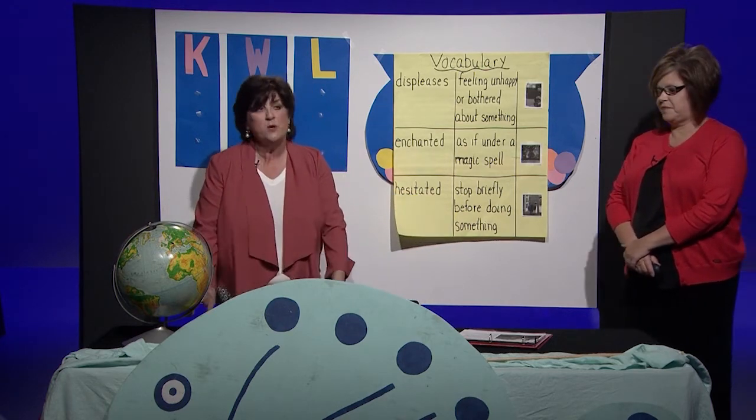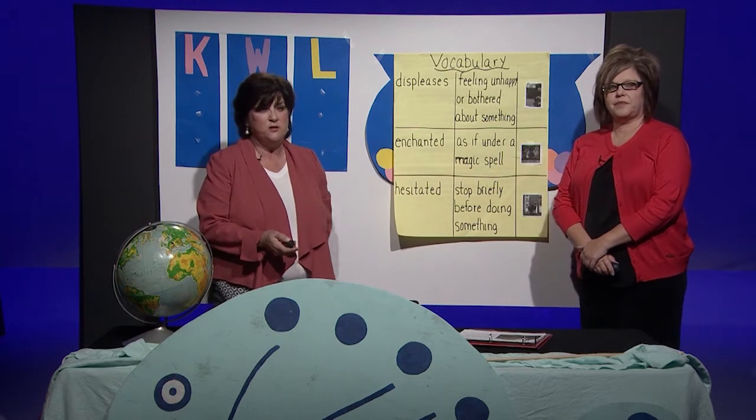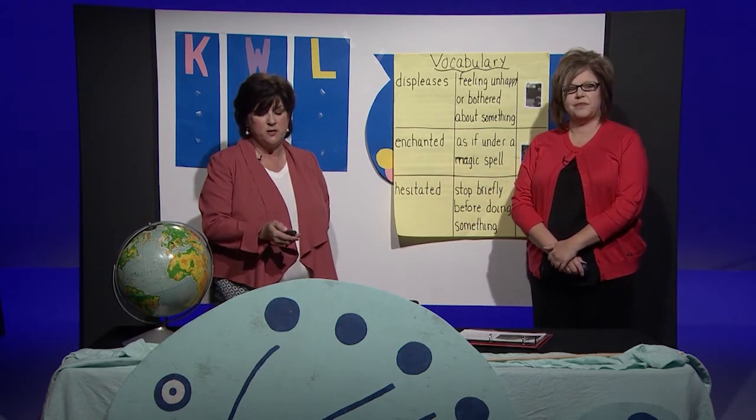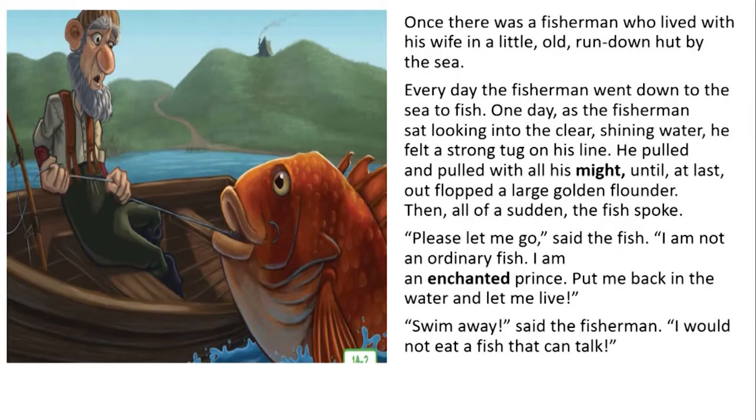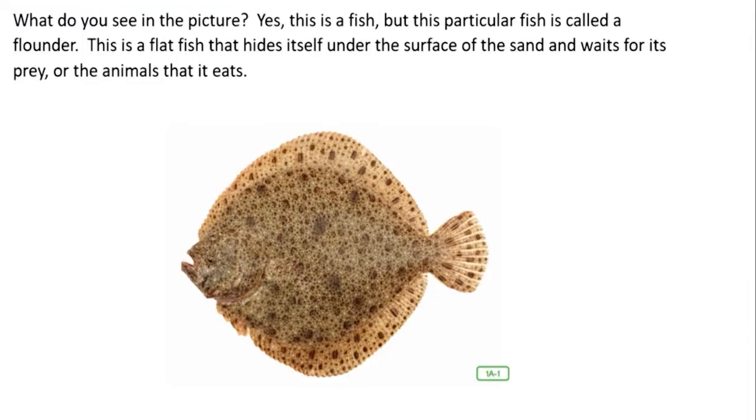Now, boys and girls, what do you see in this picture? Yes, this is a fish, but this particular fish is called a flounder. This is a flat fish that hides itself under the surface of the sand and waits for its prey or the animals that it eats.